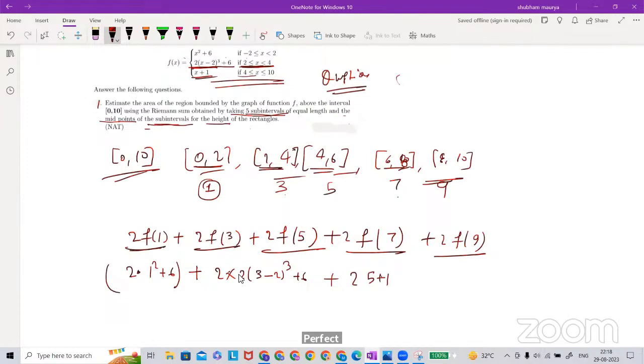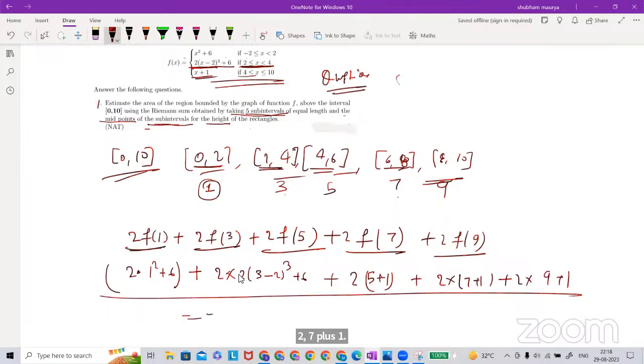So this is going to be 5 plus 1, 2 into 7 plus 1, 2 into 9 plus 1. Now sum it. This is going to be the answer. That's all. This is the midpoint. This is the Riemann sum.